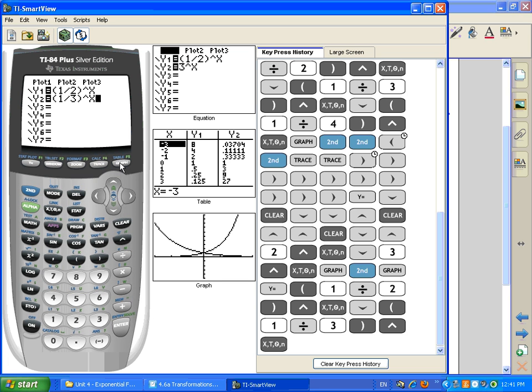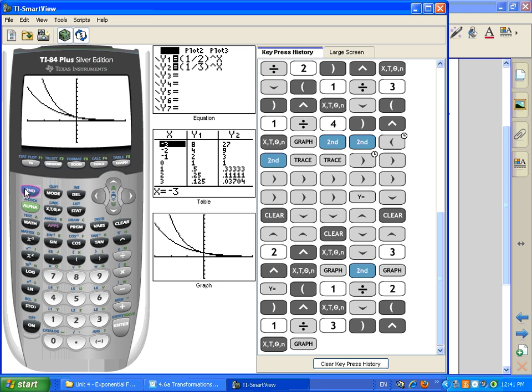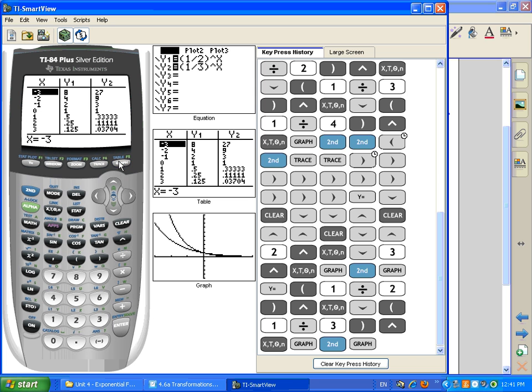Sorry, my computer's a little off, sorry. Okay, there's the 1/2 to the x, and there's the 1/3 to the x. Okay, let's use the table. So go second graph. Okay, plug the values in.